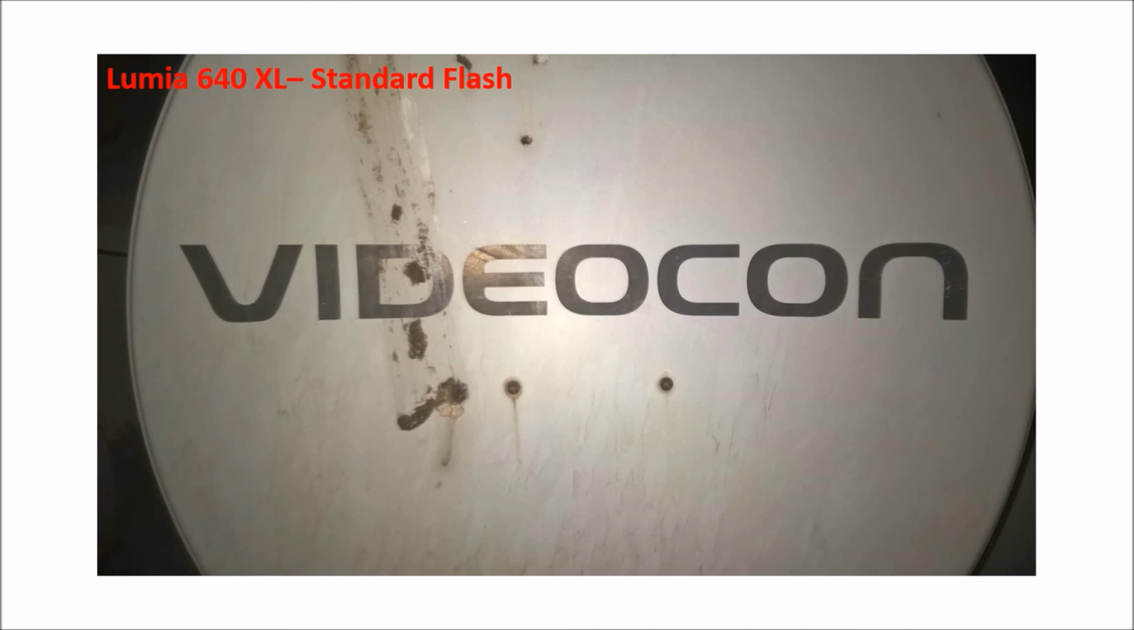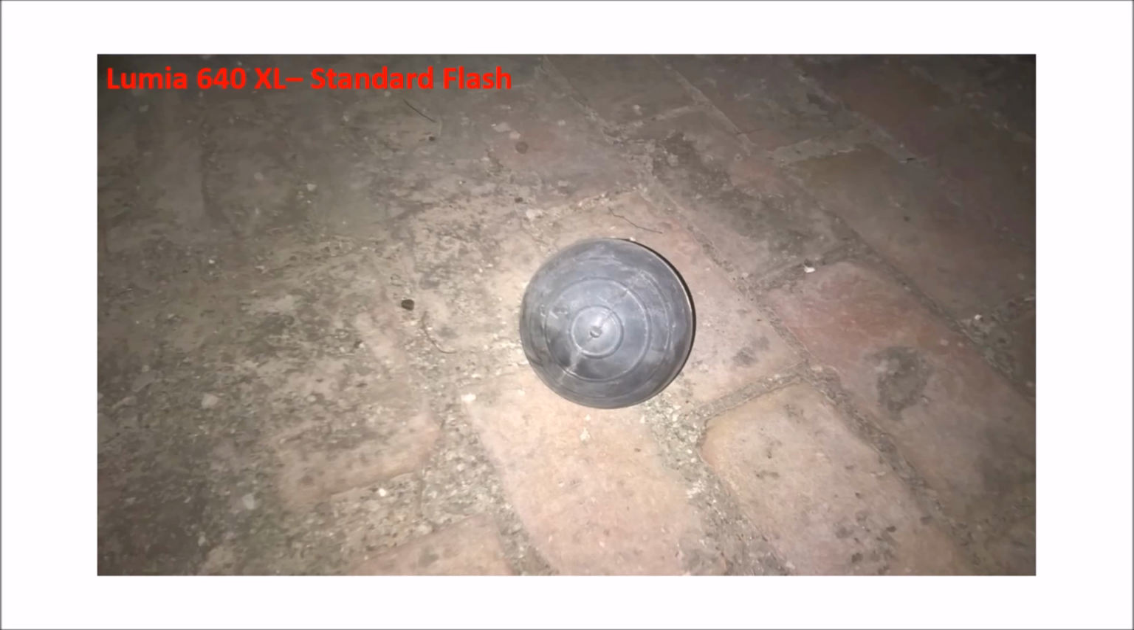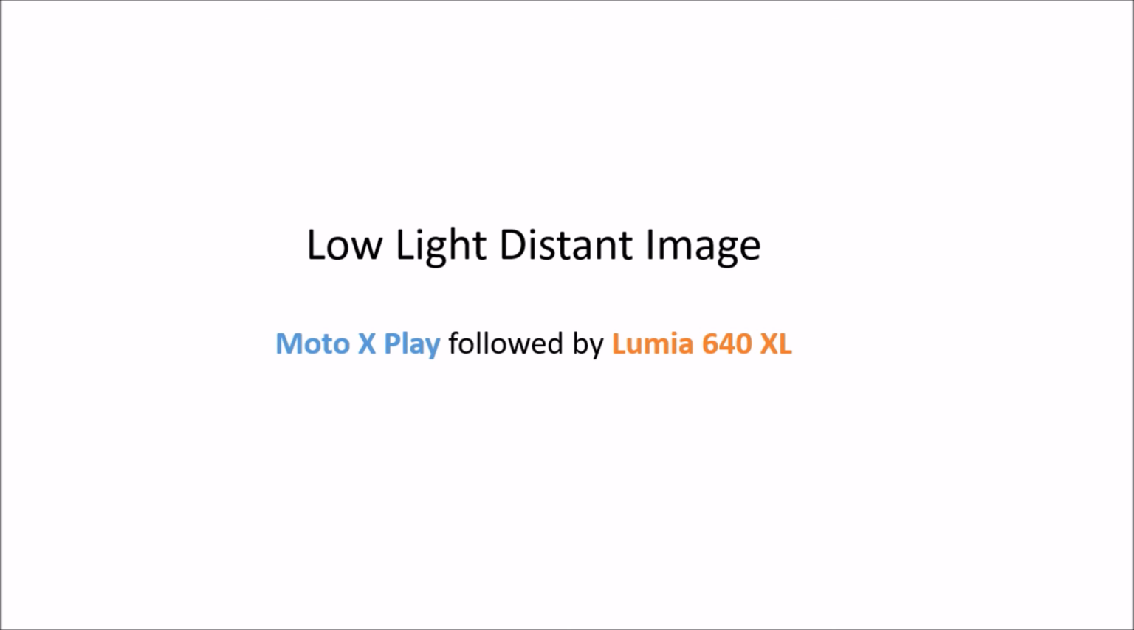Okay, so this is the same dish TV antenna we took. This is with the Moto X Play now with flash, and this is with the 640 XL flash. Now you can see the low light performance gives an advantage to the 640 XL in combination with the LED flash. This is the same ball taken with the flash with the Moto X Play, and you can see much brighter illumination in the 640 XL. I don't know why, a single flash does more. Anyway, it's okay. The objects are the same distance from the camera.